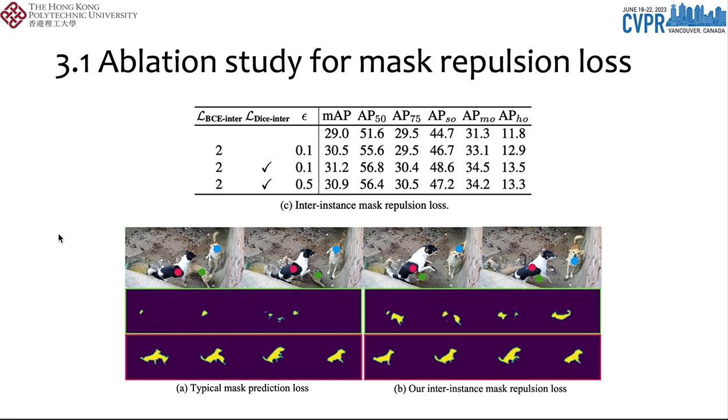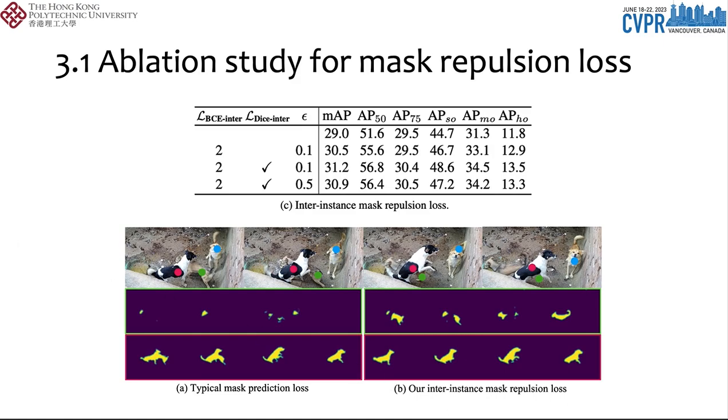Our inter-instance mask repulsion loss brings significant improvements on all occlusion metrics, resulting in better instance segmentation results on challenging videos. The bottom figure displays the visual comparison of instance masks on a video with heavily occluded objects, where the masks are predicted by MDQE with the traditional mask supervision loss or the inter-instance mask repulsion loss.